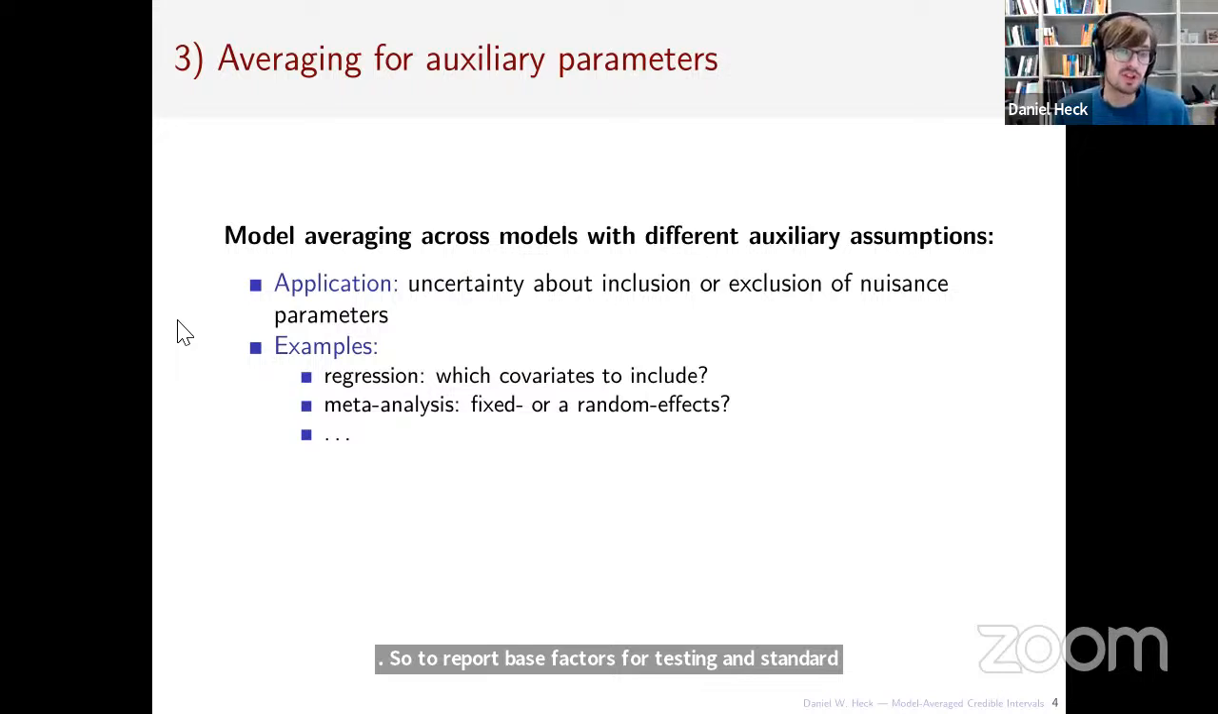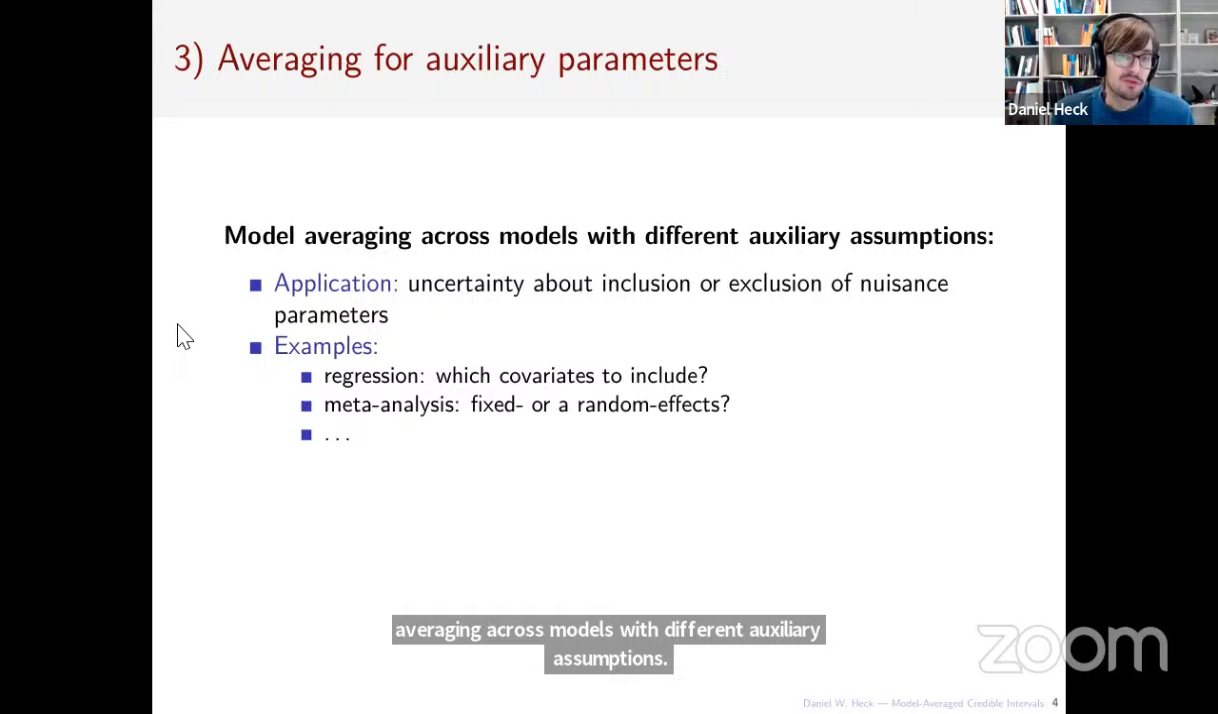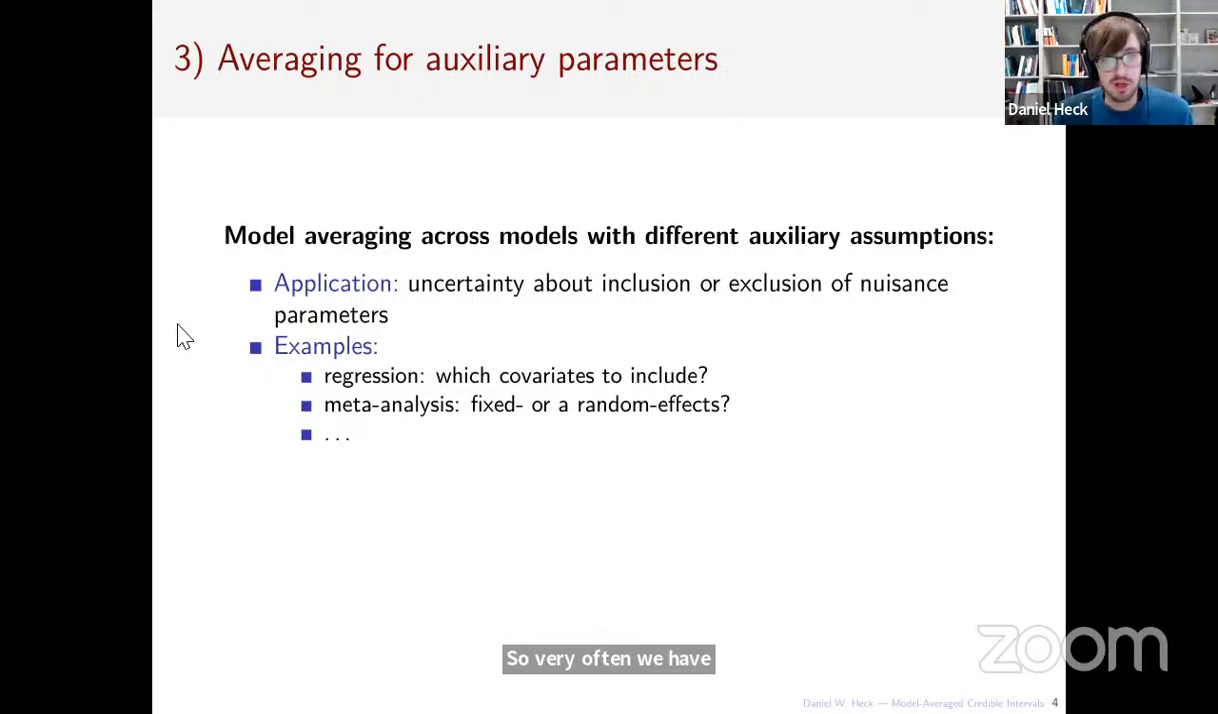The third point is just a remark about a difference where model averaging is used a lot and where I think that it's much less problematic, and that concerns averaging across models with different auxiliary assumptions. So very often we have uncertainty about the model, obviously.